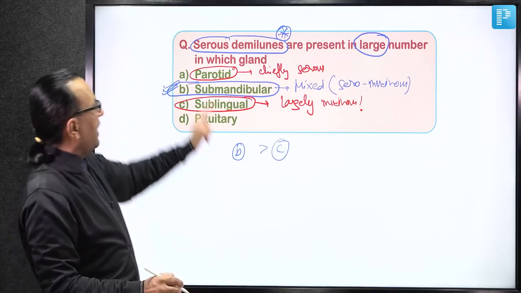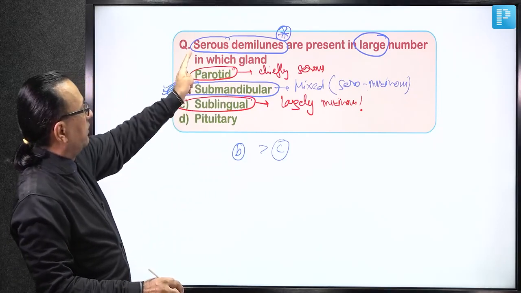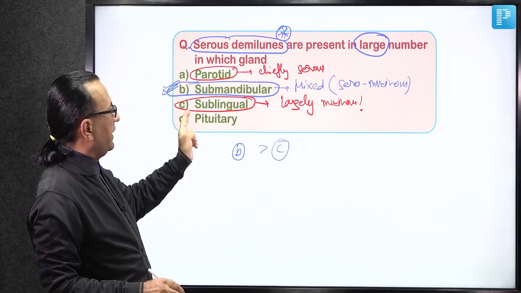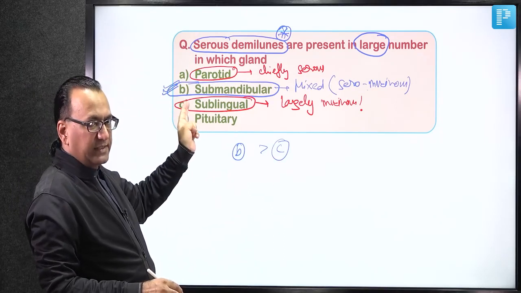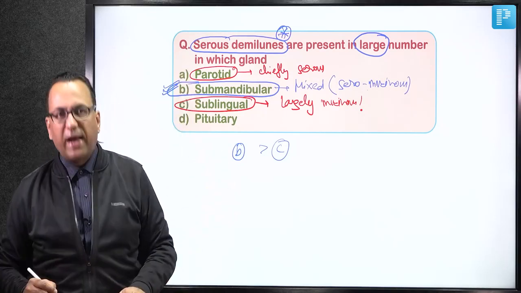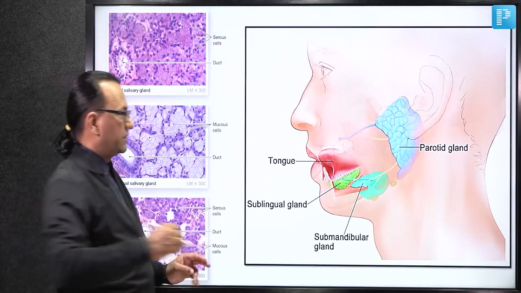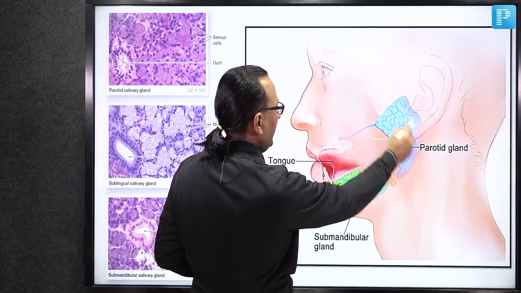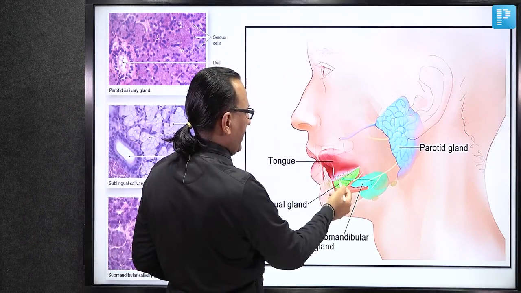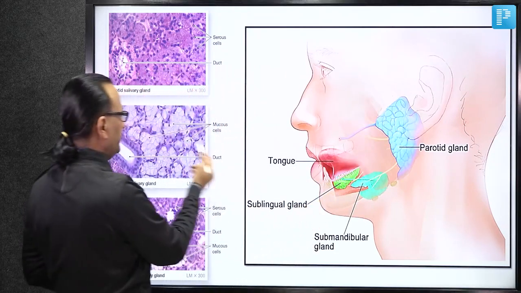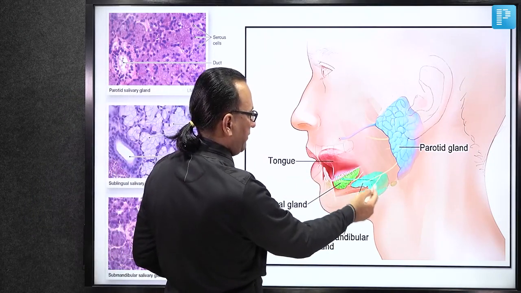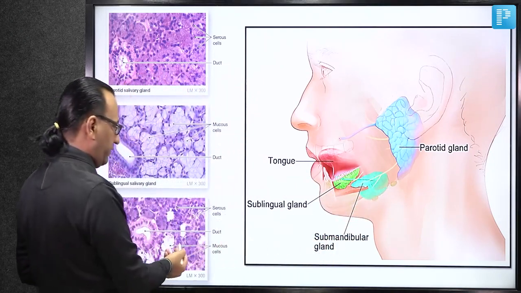So despite the fact that serous demilunes can be found in two of the options, we'll keep B as a better answer than C because the sublingual is having more of the mucinous variety. Let us look at the histological pictures of these glands and it will become more evident. What you find here is the serous type of salivary gland, the parotid, whereas the sublingual salivary gland, which is chiefly mucinous, is shown here. If we are talking about the submandibular salivary gland, it is a mixed type of gland, seromucinous. It is the diagram which we find here.